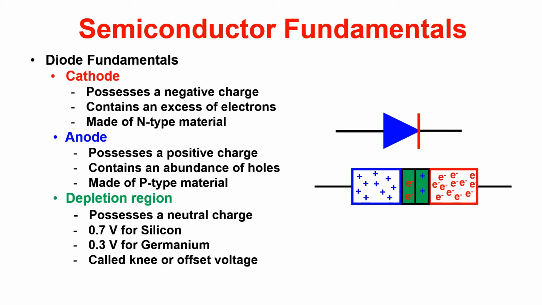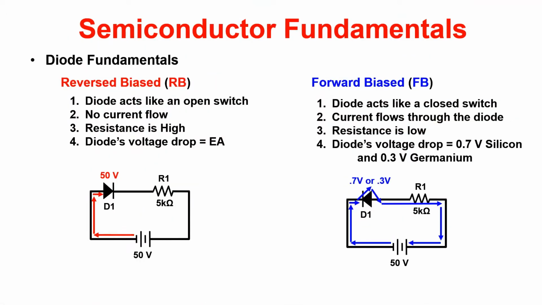This brings us to forward and reverse bias. When a diode is reverse biased, it will act as an open switch and have no current flow. When using an ohm meter to measure resistance, a high reading will be measured and the diode's voltage drop will measure the circuit's applied voltage.